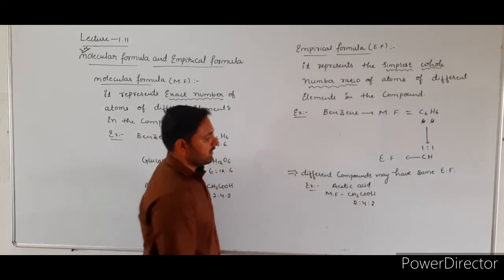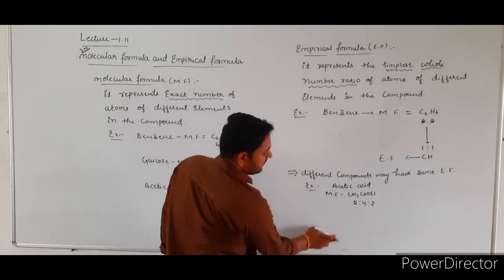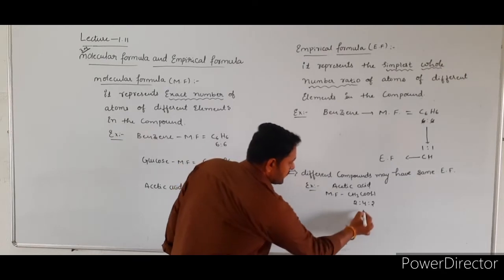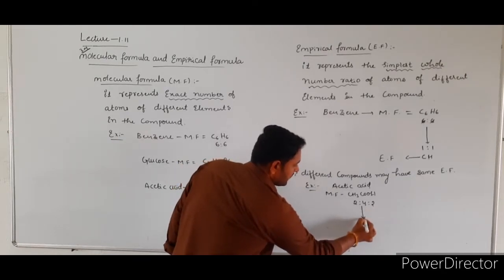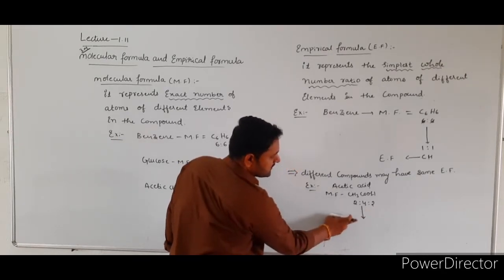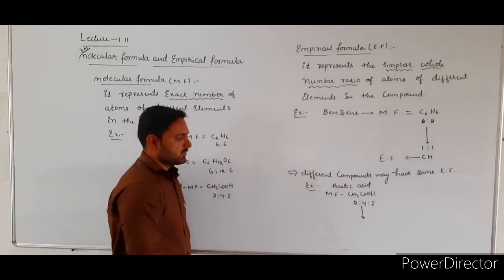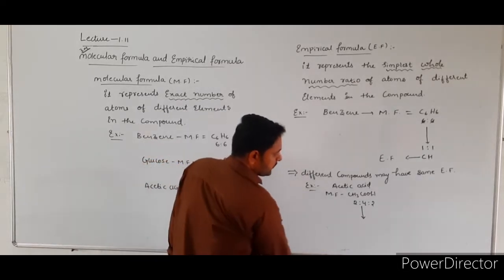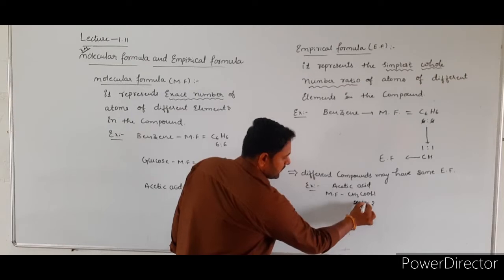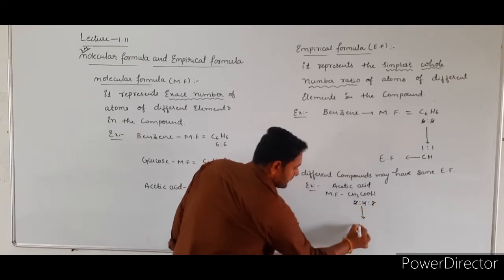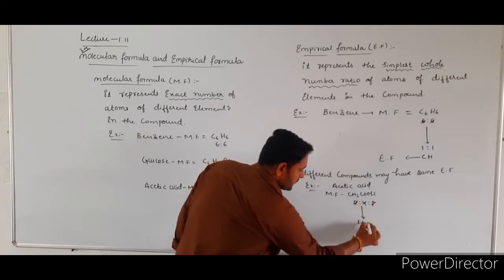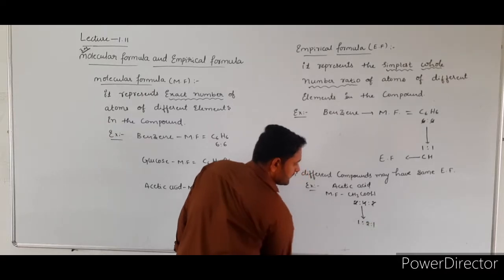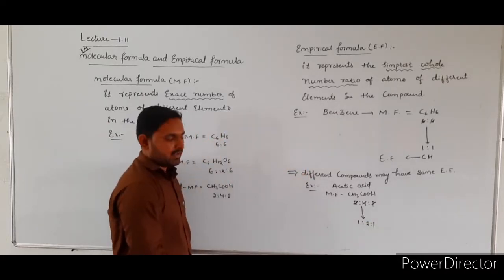But now you have to write the empirical formula for acetic acid. To write the empirical formula, first you have to convert it into the simplest whole number ratio. So you have to multiply with a suitable number. Dividing by 2: 2 ones are 2, 2 twos are 4, 2 ones are 2. Then the ratio is 1:2:1. This is the simplest whole number ratio.